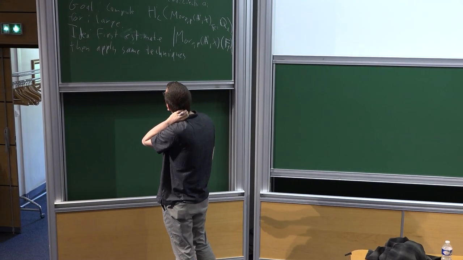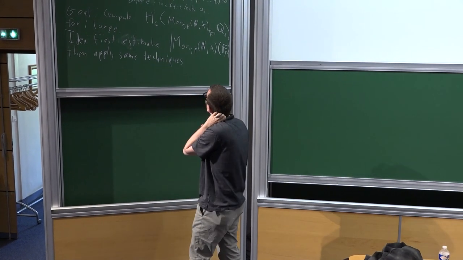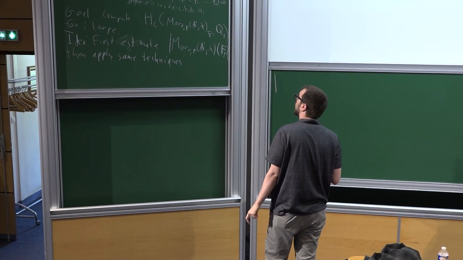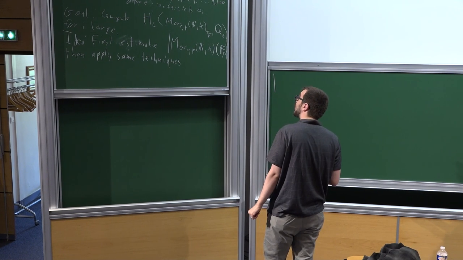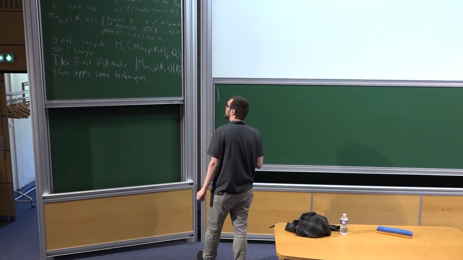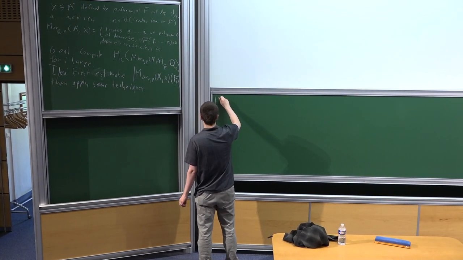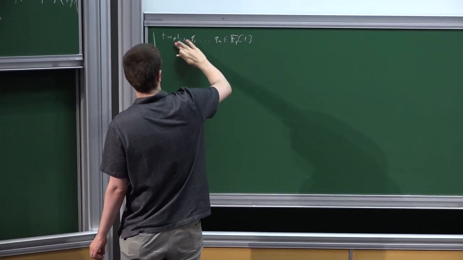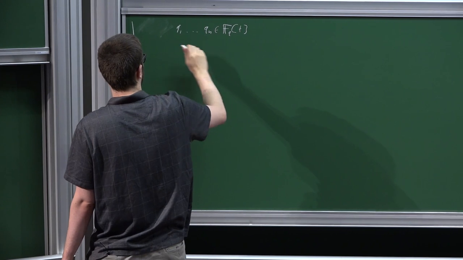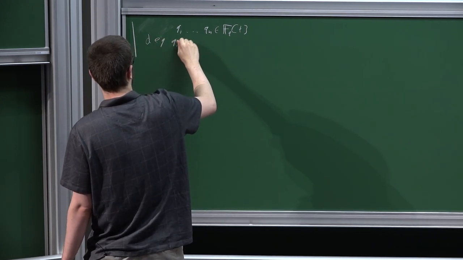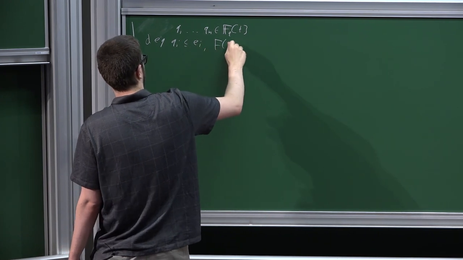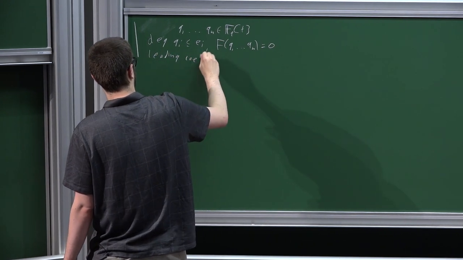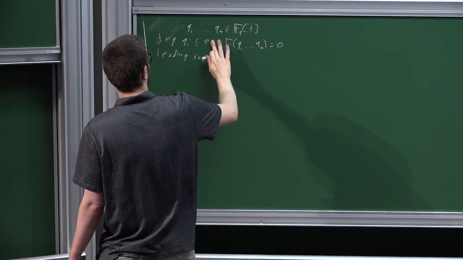So how can we count this number of points? Well, I want to take the counting problem we have and split it into an easy part and a hard part. So we were counting tuples g_1 through g_n in F_q[t], of degree less than or equal to e, f(g_1, ..., g_n) = 0, and then the leading coefficients a_i. Less than or equal to e, sorry.